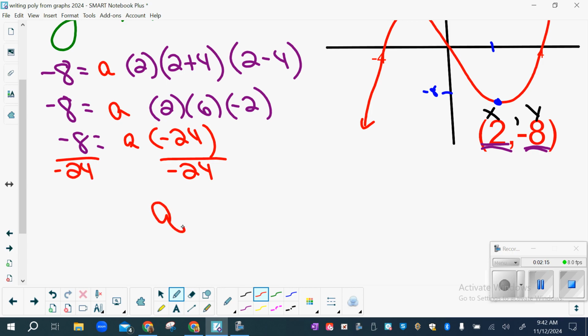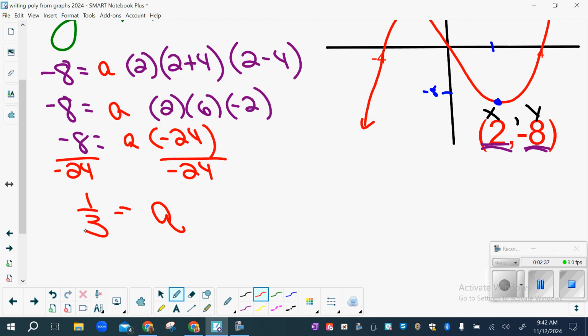We're done. A equals 1/3. Now, here's what. Everyone's listening in the back, especially guys. Half of my kids last year missed this question on the test. And here's what they did. They're like, A is 1/3. Done. The question will say, write the exact equation.